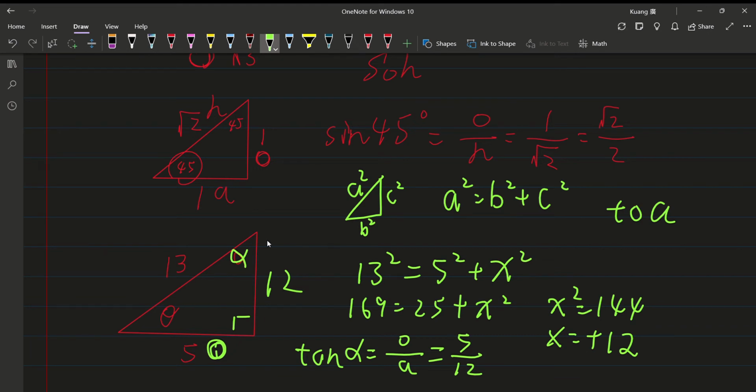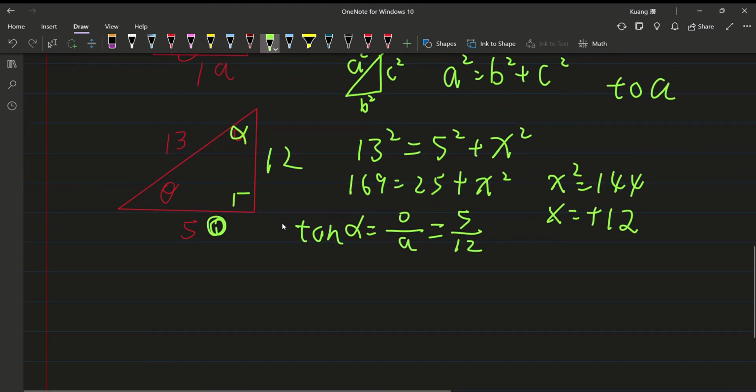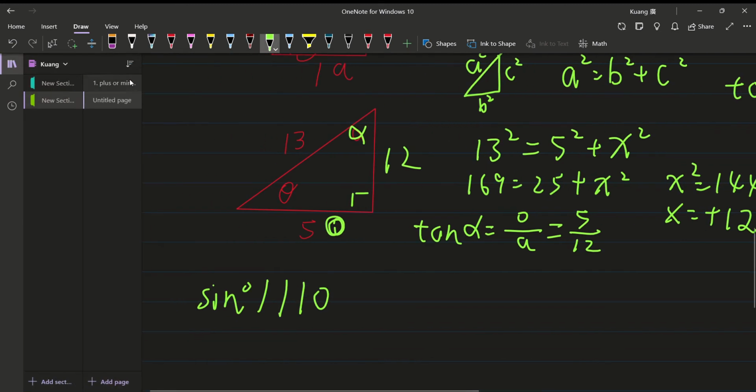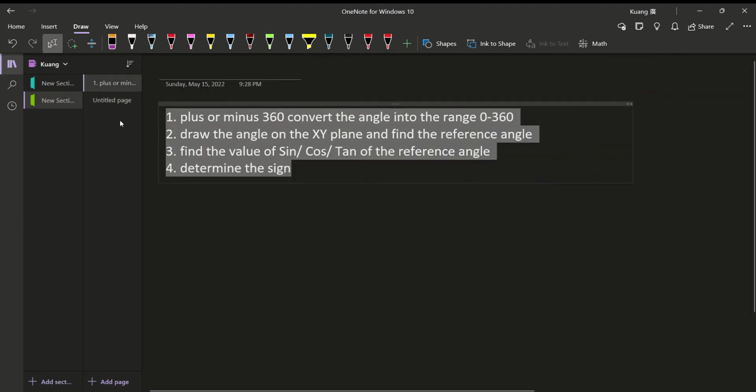I give you an angle within 90 degrees. The second part, okay, if I give you a huge angle, right? For example, I give you 1,110, and then maybe it's sine. Okay, of course, I cannot draw a right triangle. I say, okay, this is 1,110 degrees. No, I cannot draw that. So how can we do?